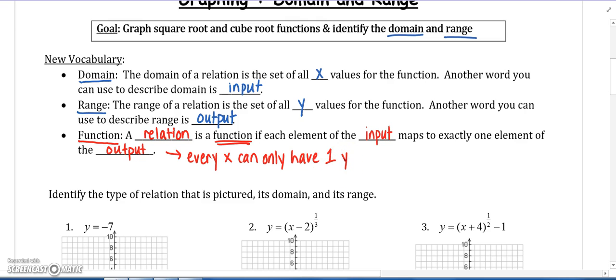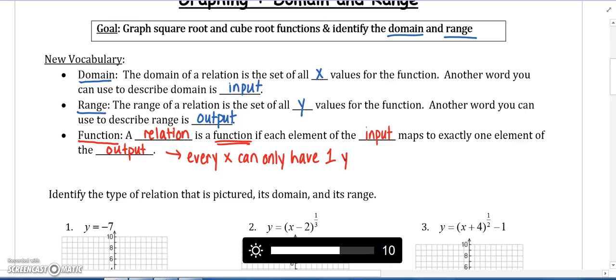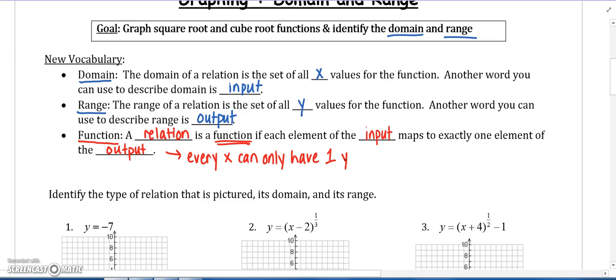The best example to try and remember that one is I like to think of people and birthdays. So every person can only have one birthday, but a birthday can have multiple people on it. So as long as every person has only one birthday that it maps to, that means it's a function. If a person has more than one birthday, that wouldn't make sense, right? So that's why it's not a function.